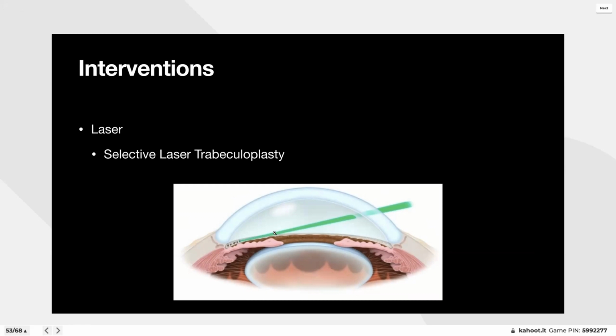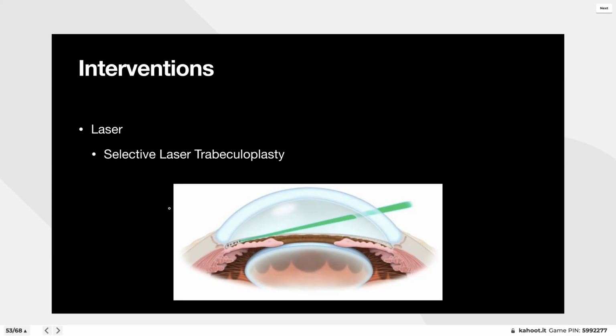So in the past, we had something called argon laser trabeculoplasty that actually did just create holes in the drainage system of the eyes. With selective laser trabeculoplasty, we're just creating a chemical change that allows more fluid to be drained out of the eye. Now, many people ask the question, is SLT stronger than drops? Is SLT less strong than drops? There's no clear answer to that.